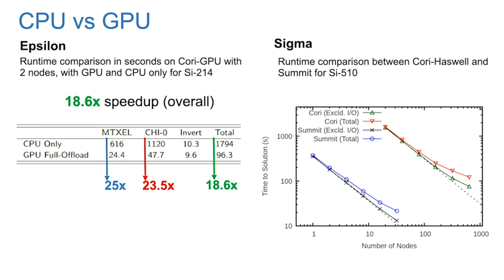For Sigma, we compare instead the time to solution by running on Summit and the Cori Haswell partition at NERSC over a wide range of numbers of nodes. And once we do a one-to-one node comparison, we achieve an 86x speedup across the 2 architectures.